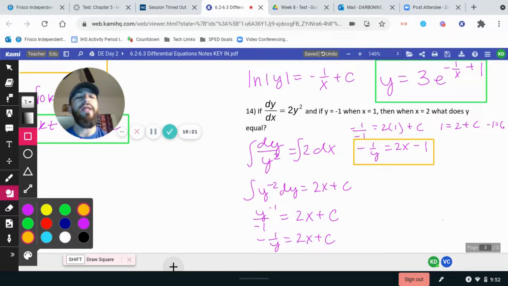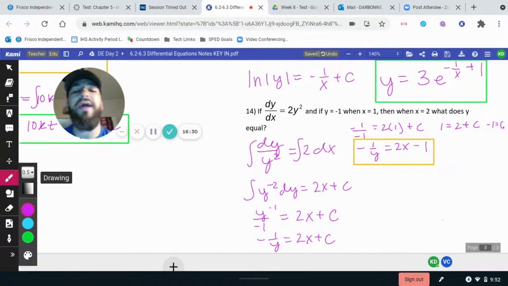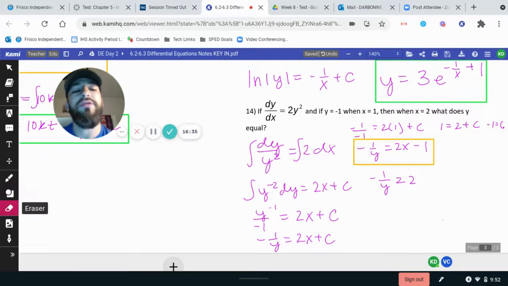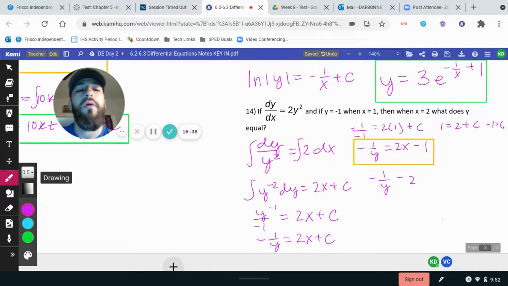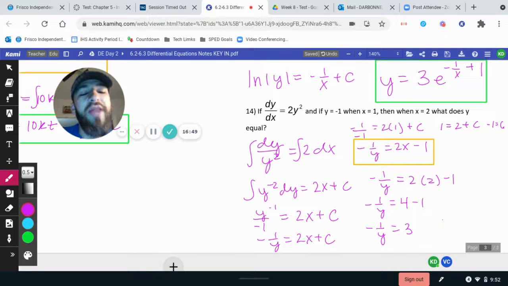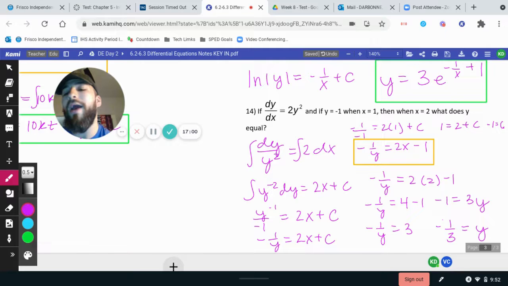Okay, now I'm going to plug in 2 to solve for the value of y. So when x equals 2, what would the value of y be? I can go ahead and plug that x value in. So negative 1 over y is equal to 2 times 2 minus 1. So negative 1 over y is equal to 4 minus 1. So negative 1 over y is equal to 3. Multiply that y over, we get negative 1 is equal to 3y. Divide that 3 back over, and we get negative 1 divided by 3, or negative 1/3, is equal to y.